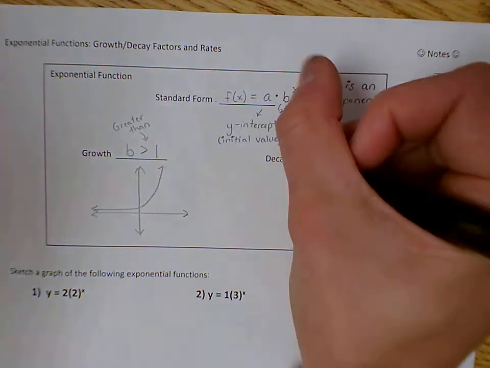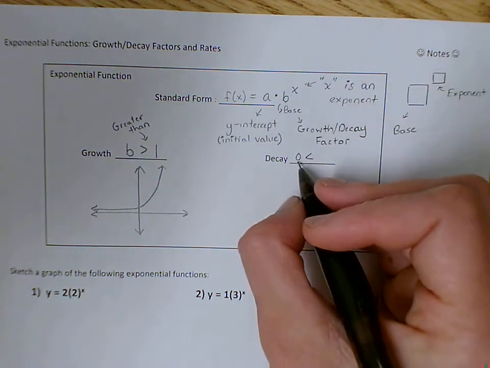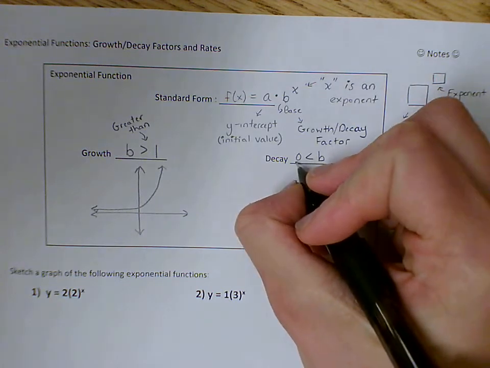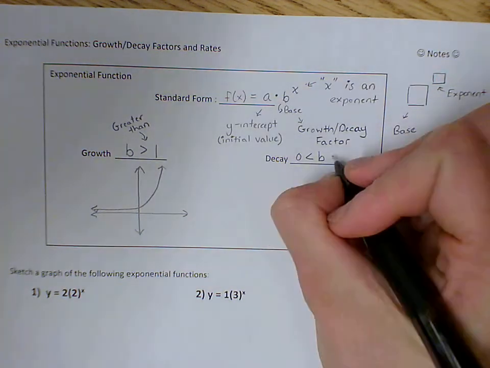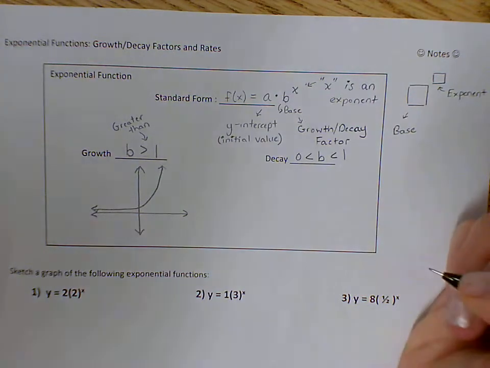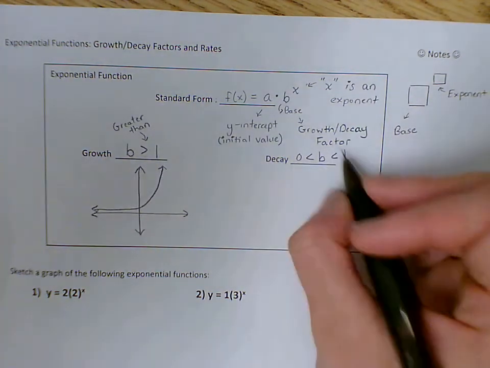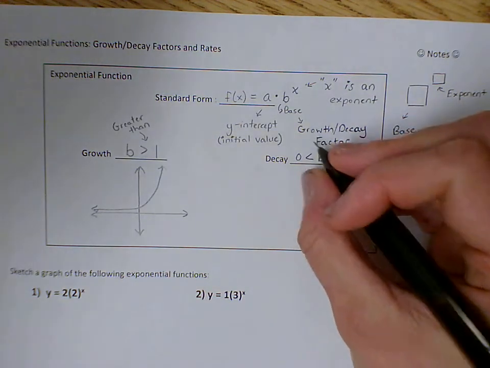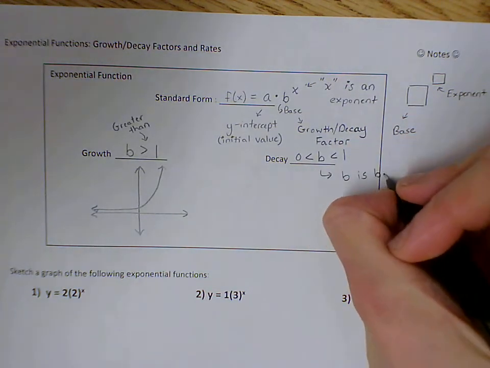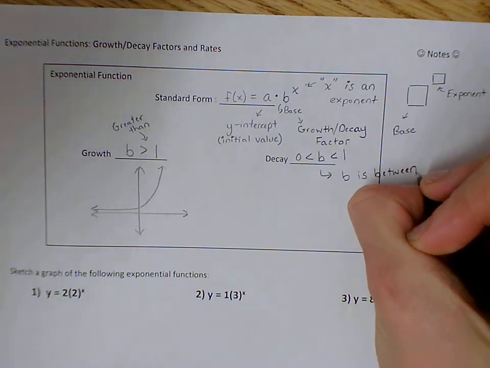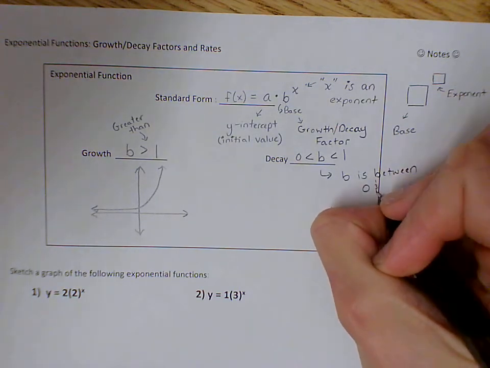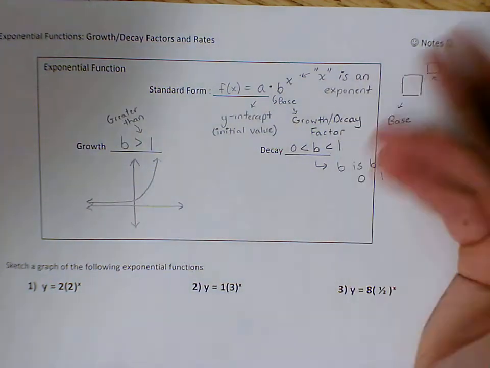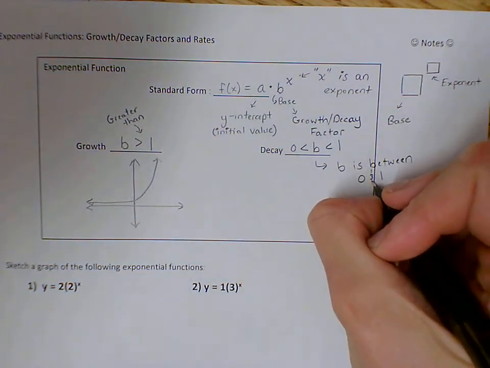So the way that you write that is it's going to be between this. So the b is going to be bigger than 0. Remember, alligator eats the bigger number. But then it has to be less than 1. So the way that you read this is b, that growth factor, is going to be between 0 and 1. Okay, so think about all the numbers that are between 0 and 1, like 1/2.